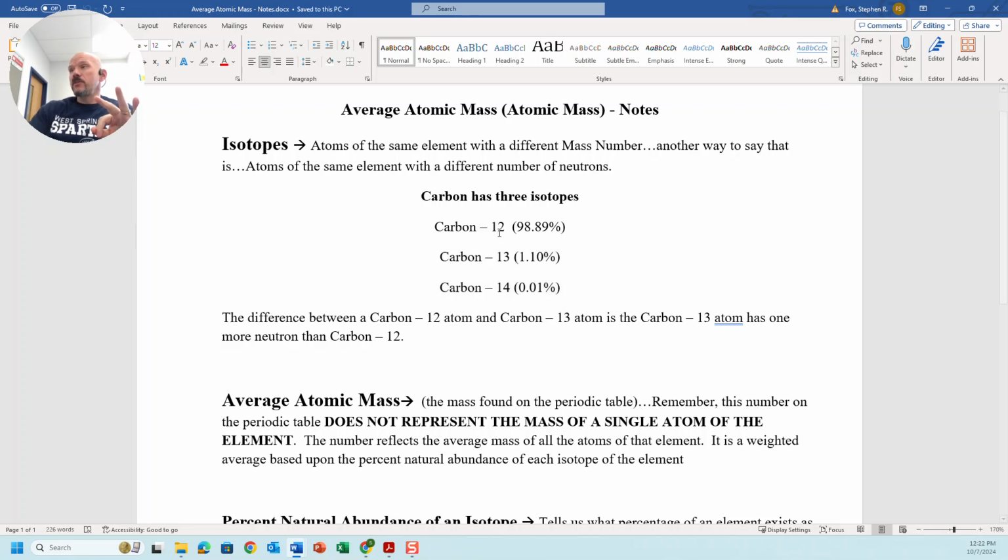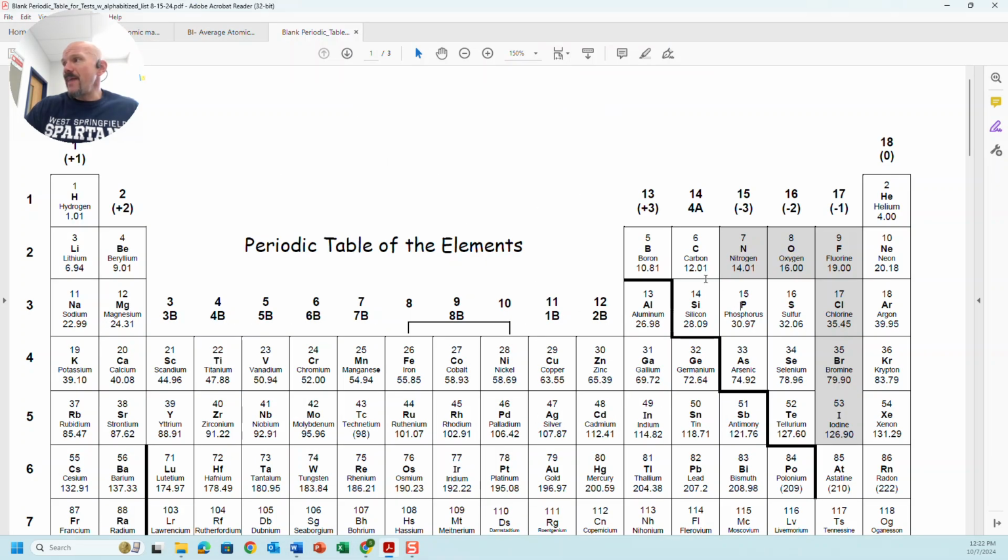If it was a normal average, the average of 12, 13, and 14, that would average out to 13 in the middle. And if they were all equally abundant, the average atomic mass of carbon would be 13. But what we'll notice is, again, if we go to that periodic table, the average atomic mass is 12.01. That number is much closer to 12 than it is to 13 or 14, meaning that carbon 12 is by far the most abundant isotope of carbon.